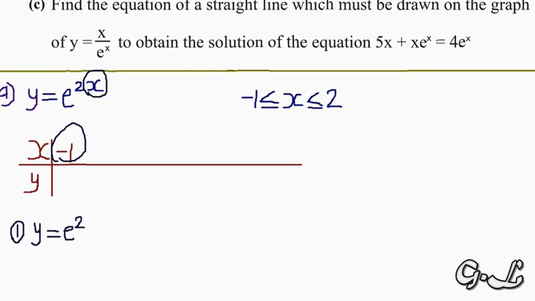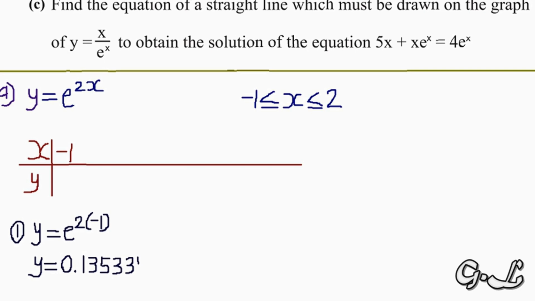So in such a case, the first x coordinate that we have is -1. Where there is x, we're going to replace it with -1, and then we're going to do the calculations and simplification. When you multiply 2 by -1, it will give you -2, and e to the -2 is equal to 0.135335283, like that. So there we're going to simply write 0.14.